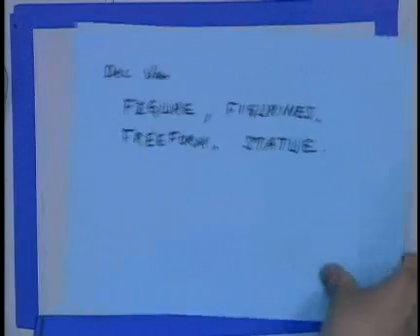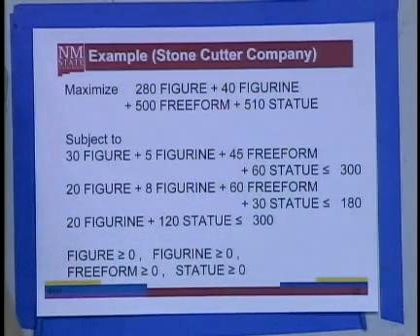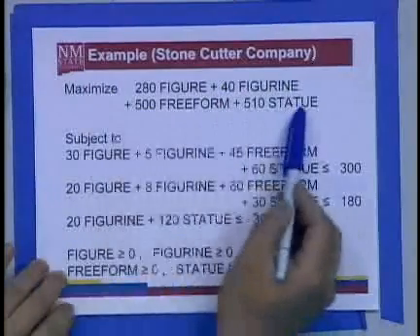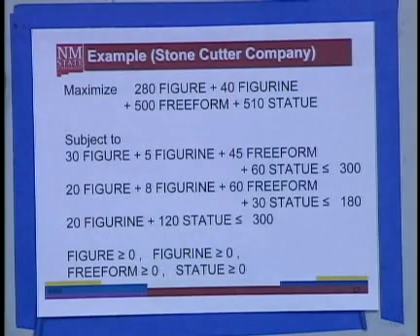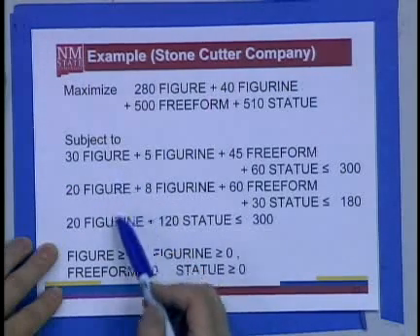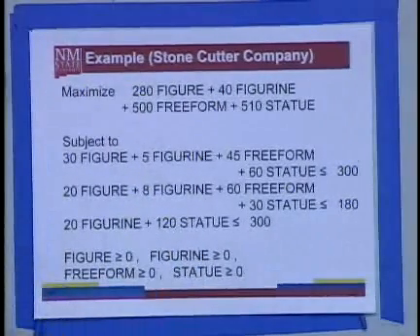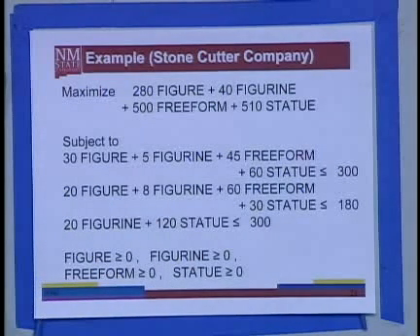Then we have a complete LP formulation for this example problem like this. And our objective function is to maximize profit, right? Subject to time constraints for 3 departments, okay? The cutting, chiseling, and polishing departments, for example. And non-negativity restrictions for each decision variable, okay?